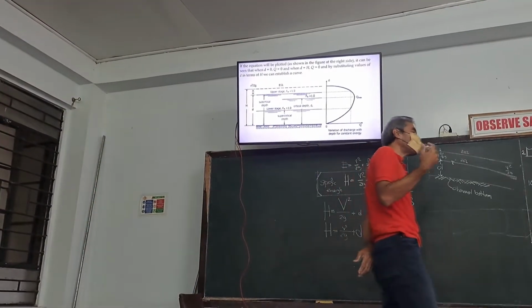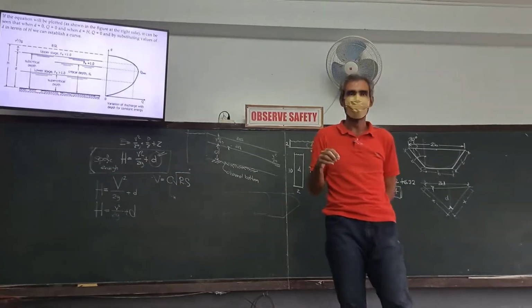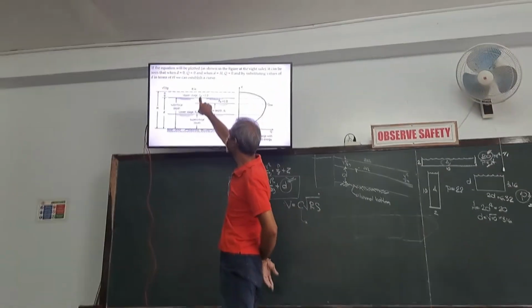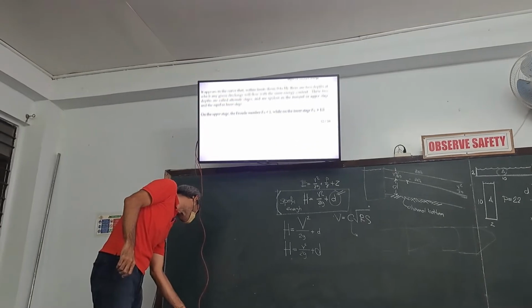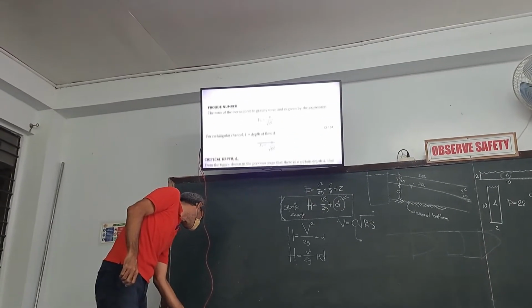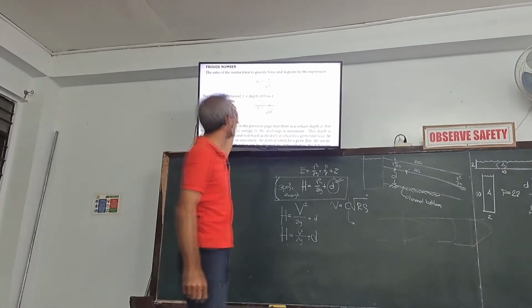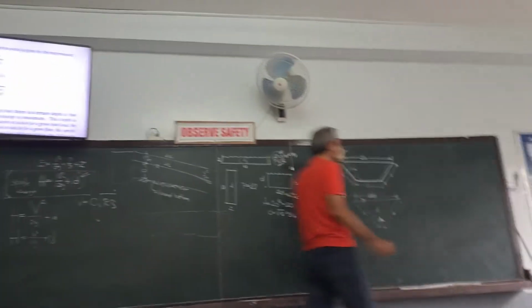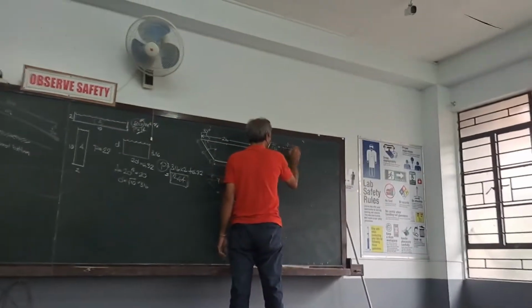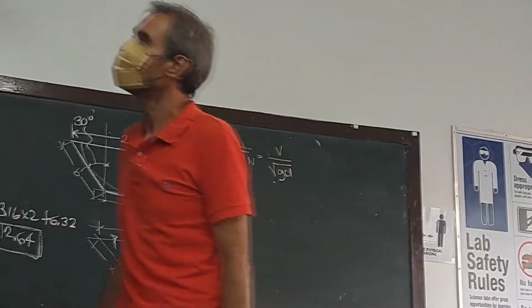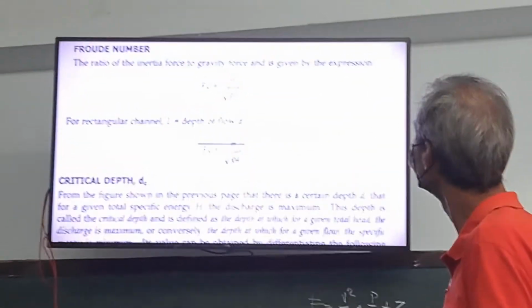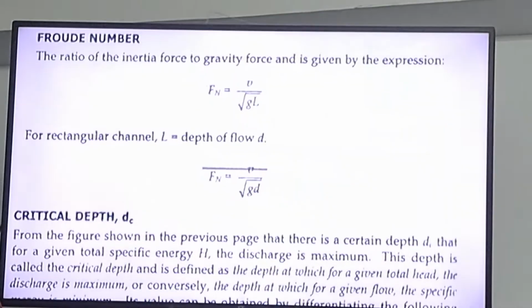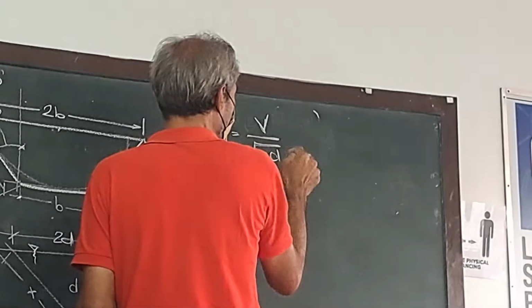Now, there is a mechanism to determine what type of flow you have. It is denoted by a variable called Froude's number. Froude's number is given by this formula: V over the square root of gD. Velocity over the square root of gD.